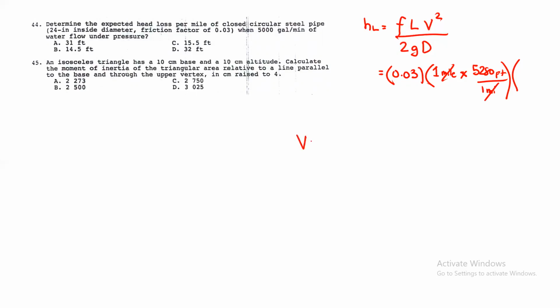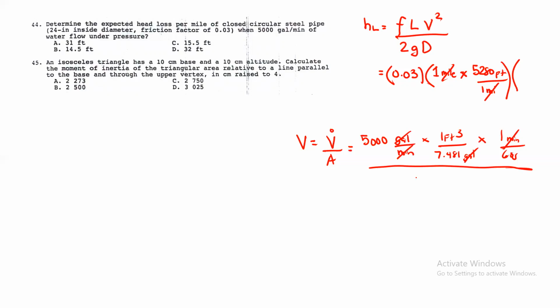So, velocity kasi is equal to volume flow rate divided by area. So, ilan yung volume flow rate natin? So, 5,000 gallons per minute. Then, i-convert natin into foot cube. So, times 1 foot cube per 7.481 gallons. So, times 1 minute per 60 seconds. So, makancel si minute. Divided by area na pi over 4 times diameter.